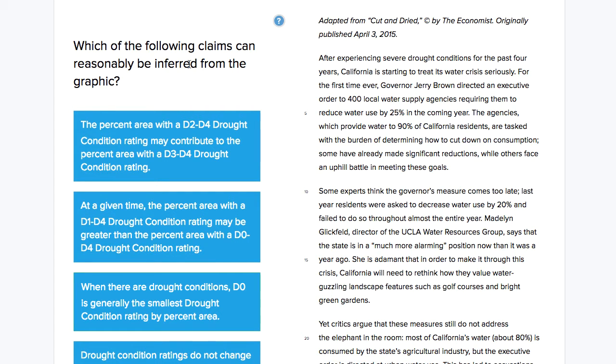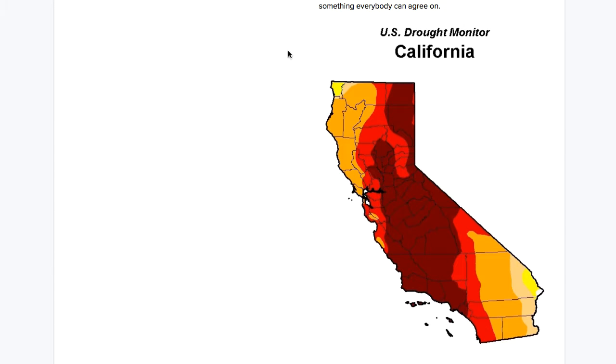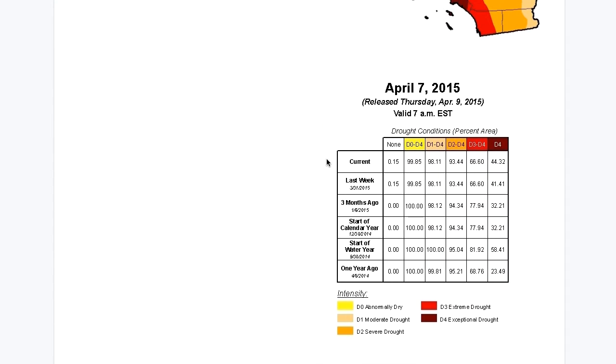This question asks, which of the following claims can reasonably be inferred from the graphic? So the graphic is down here. Okay, it's a couple parts. We have a map, and then we have a table. Okay, so first let's understand this.